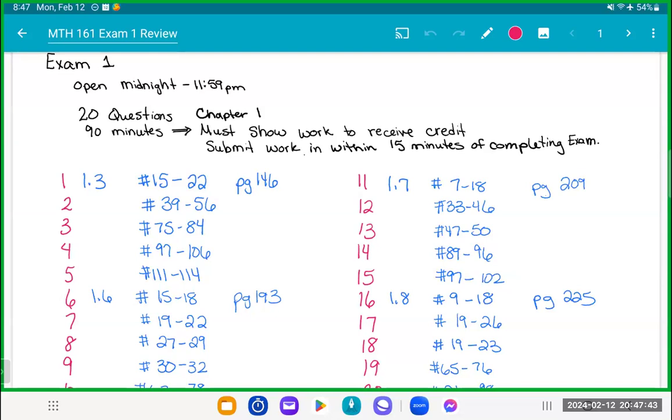Remember, you have to show your work. You can't just put an answer. If you just put an answer, you will not receive any credit unless when we're going through the review, I say this doesn't have any work to show, then you're off the hook for showing work. Okay. Remember, you have to submit that work within 15 minutes of completing the exam so that you don't get a point penalty.